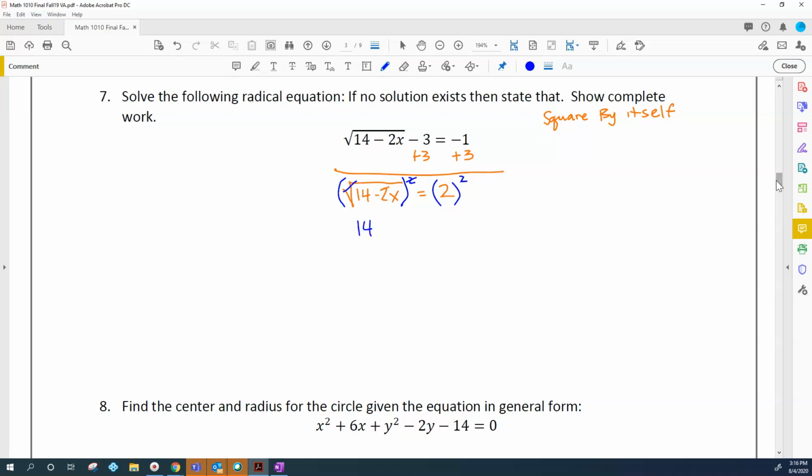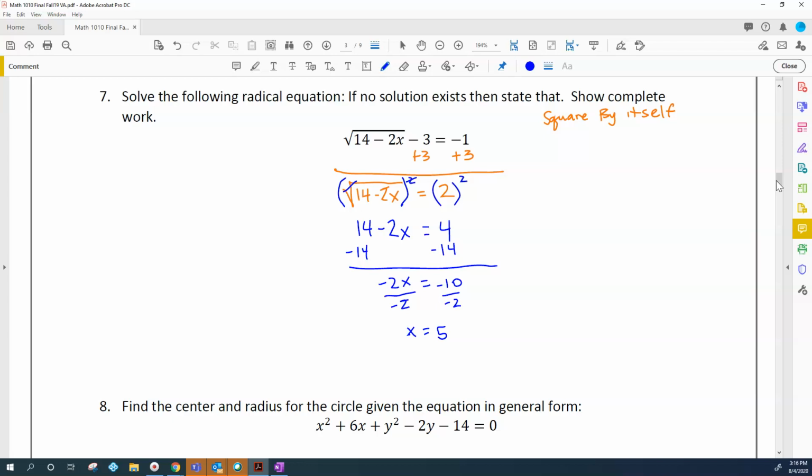So that leaves me with just 14 minus 2x on the left side. And on the right side, I just need to square that 2, which will give me 4. And now I'm just solving for x. So let me subtract my 14 over, which will give me -2x equals -10. And then divide by -2. So x equals 5 on that one.